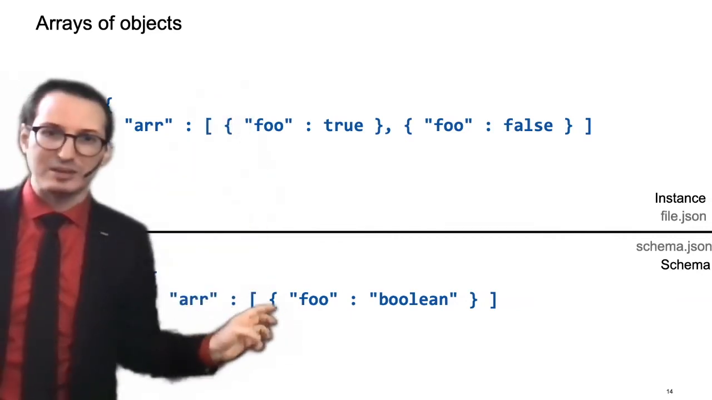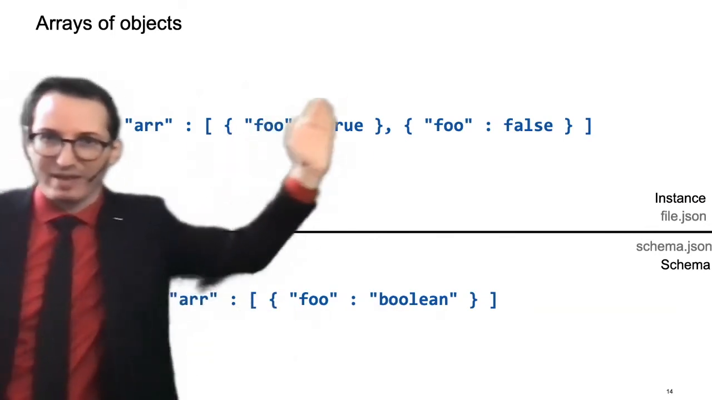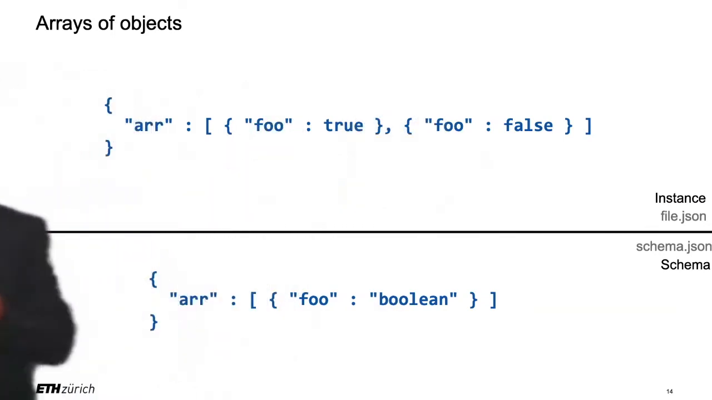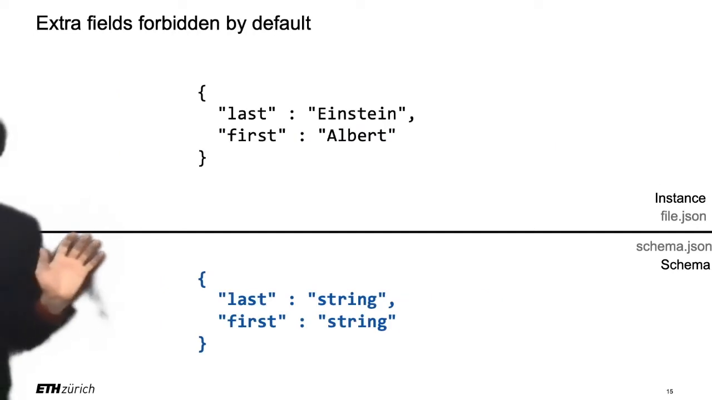It's just that in the schema, you only have one single value in there in the array, which validates against every member that you see in the instance. Okay, who is still following? Who still finds this easy? Okay. So there's one question.